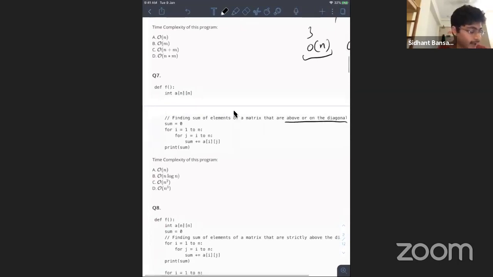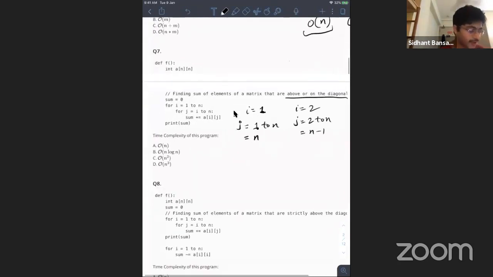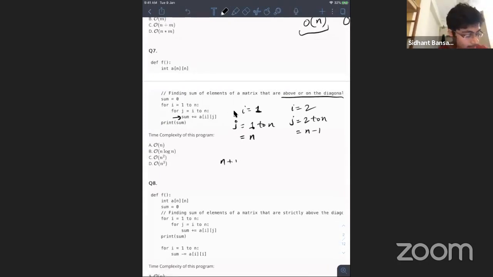So think about when i is equal to 1, how many times does j run? j runs from 1 to n, that is, j runs n times, right? When i is 2, how many times does j run? It runs from 2 to n, that is, it runs n minus 1 times, right? So how many times does the statement sum plus equal a[i][j] get executed? It's n plus n minus 1 plus n minus 2 dot dot dot up till 1, right?